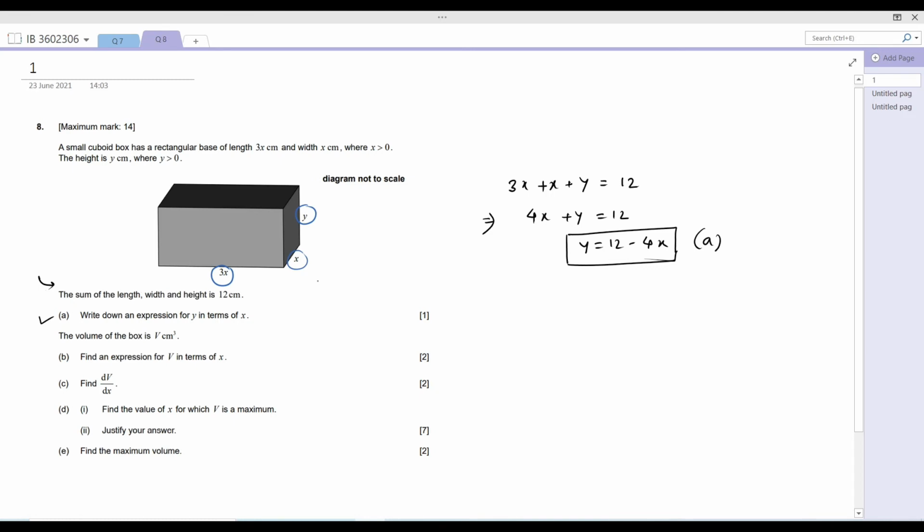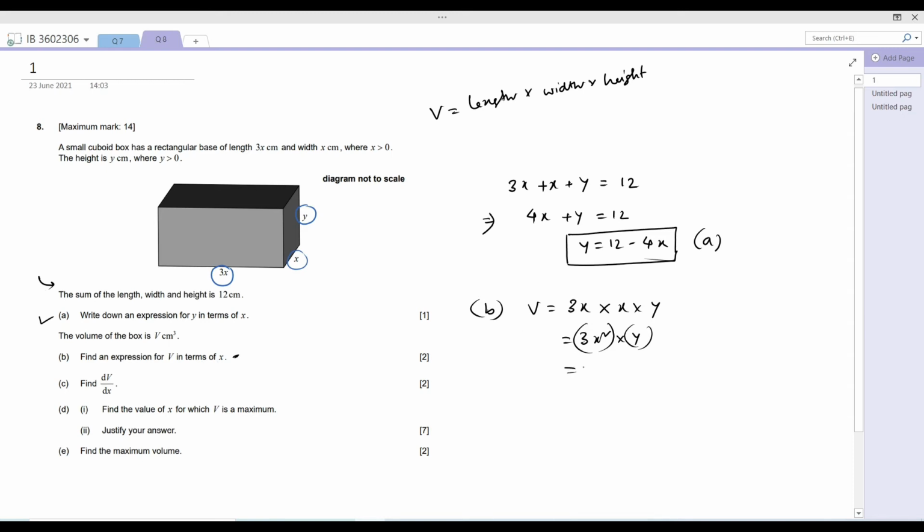Now the volume of the box is V centimeter cube. Before proceeding to this question, the volume of a cuboid is basically length into width into height. So this is the formula and we will apply it here. For question B, find an expression for V in terms of x. As I have already written the formula, length is 3x, into width x, into height y. So it is basically 3x square into y.